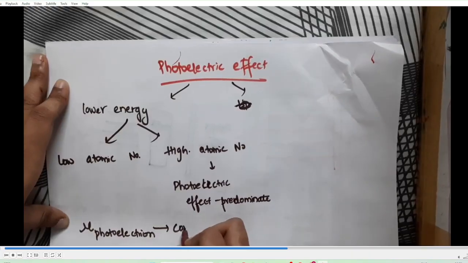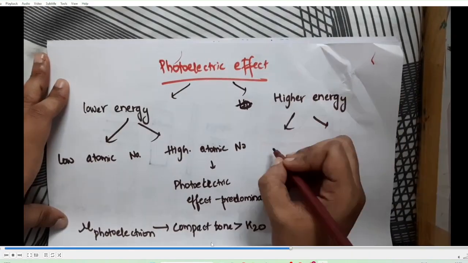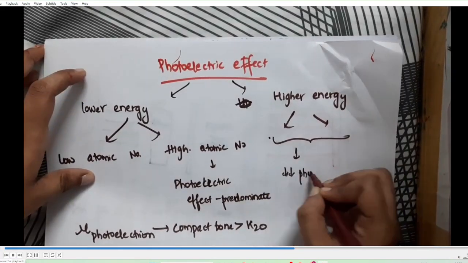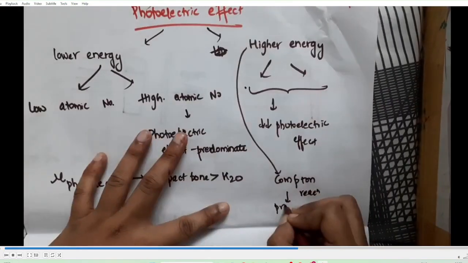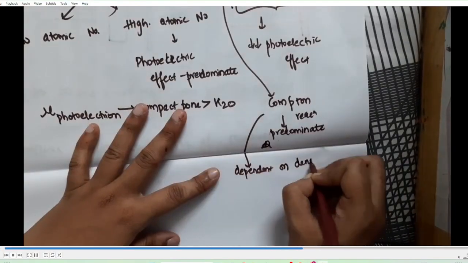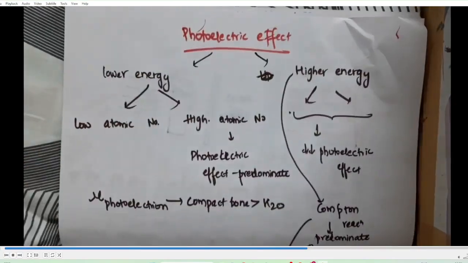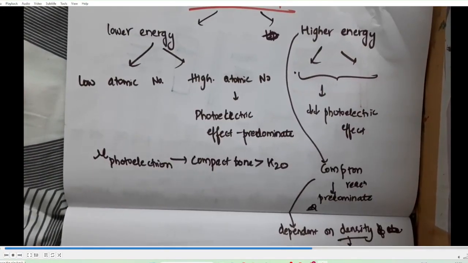So mu of photoelectric effect is more for compact bone when compared to water, whereas at higher energies, both for high and low atomic number, the photoelectric effect decreases and Compton reaction will predominate. So mu per Compton reaction will predominate, and this Compton reaction depends on the density of the material. Denser materials have more electrons available to undergo Compton reaction.